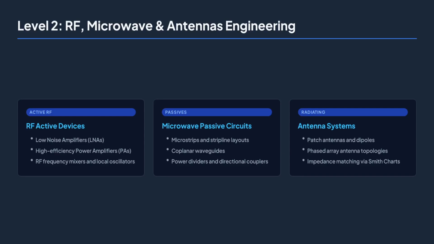For wireless and high-frequency communication systems, RF or radio frequency and microwave engineering play a critical role. We design active LNAs, which are low-noise amplifiers, and power amplifiers, alongside passive microstrip circuits and matching networks via Smith charts, where antenna placement and phase arrays dictate the final radiation performance and connectivity range.